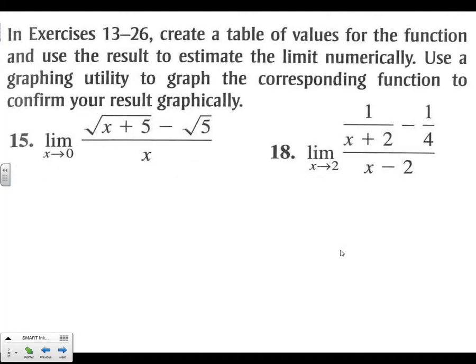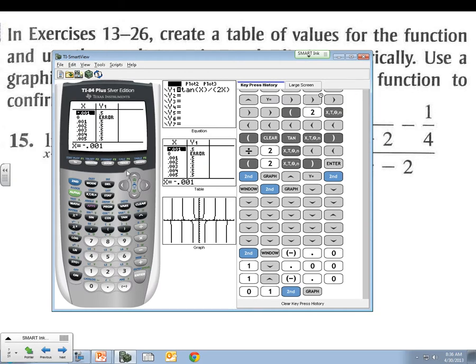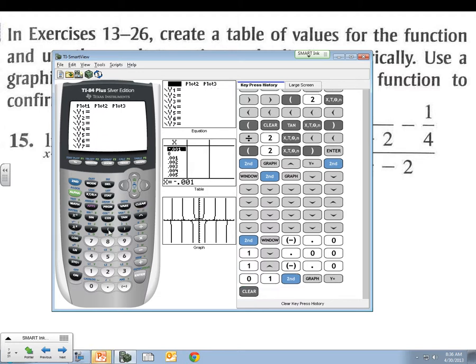Let's go on to the next problem, 18. And so on this one, we'll also create a table of values as we approach 2. And the reason I know it's approaching 2 is this part down here. So we want to approach 2 from the left and the right. So let's go back to our graphing calculator, and we'll go into the y equals here. And let's be careful with our parentheses. So clear this out. Parentheses.